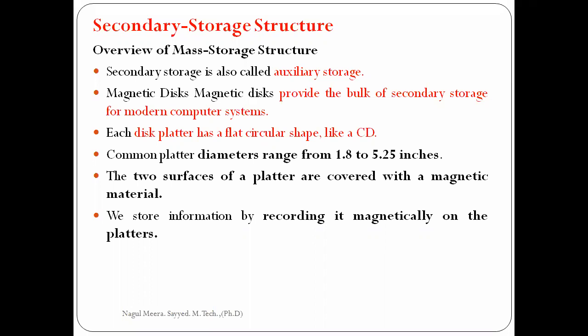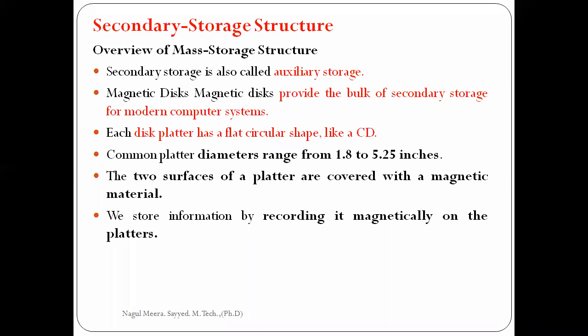So each platter has two sides covered with magnetic material, so it can record our data magnetically. That means it records data on both sides of the platter magnetically. So this is the introduction of our secondary storage.